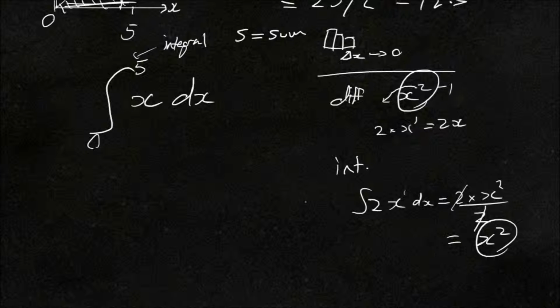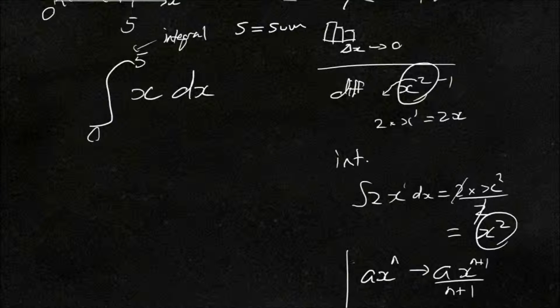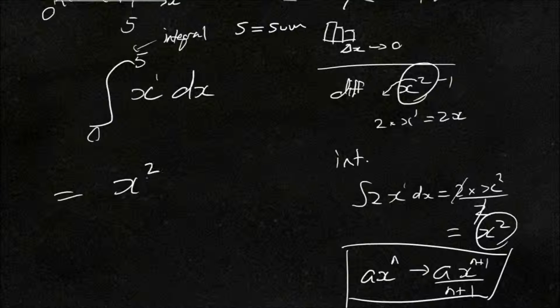So as a general way of writing it, you could say ax to the n will become ax to the n plus 1 divided by a new index, which is n plus 1. So that's our general rule for how to integrate. So going back to our triangle, to integrate this, we add 1 to the index. The index is currently 1, so we're adding 1 to that. So it's x to the power of 2 divided by a new index, which is 2.